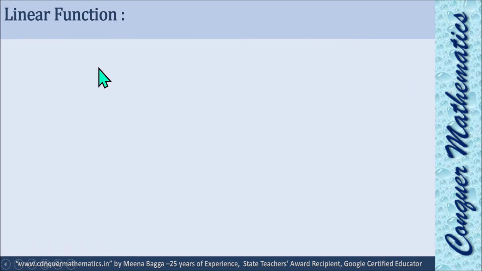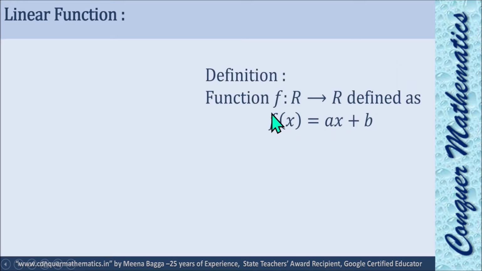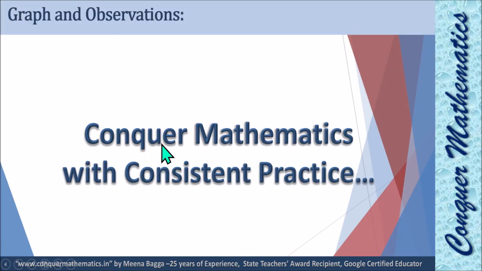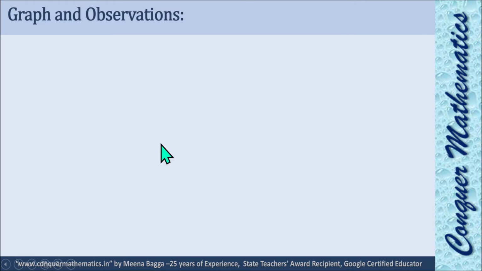If it is a linear function, that means a function of this type: f(x) is equal to a linear polynomial ax plus b. Its graph would be a straight line, and its domain will be all real numbers, and its range will definitely be all real numbers. You can see x can take any value and y can take any value. So domain and range both are real numbers. How to draw such a graph? Let us take an example.